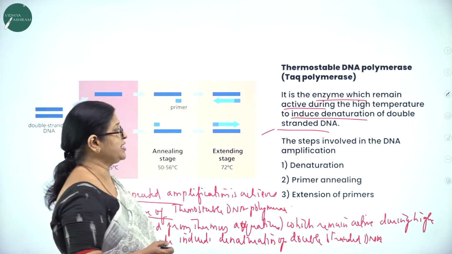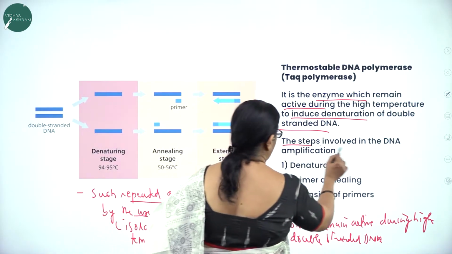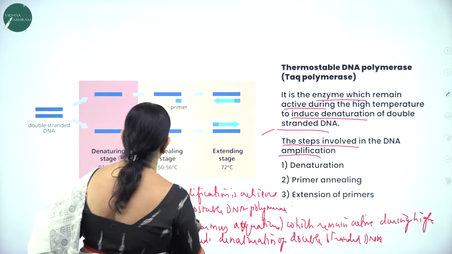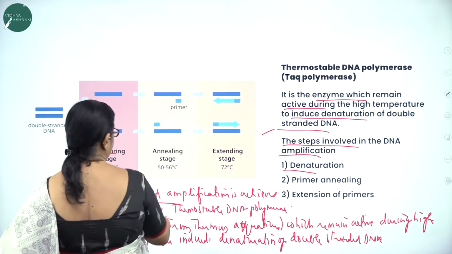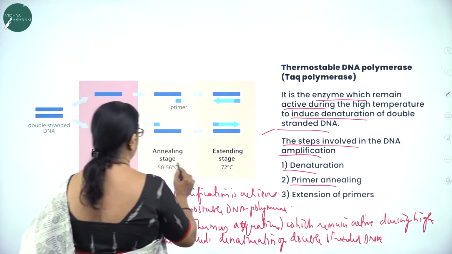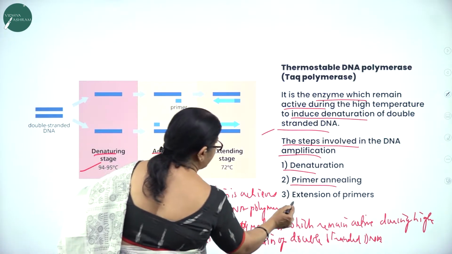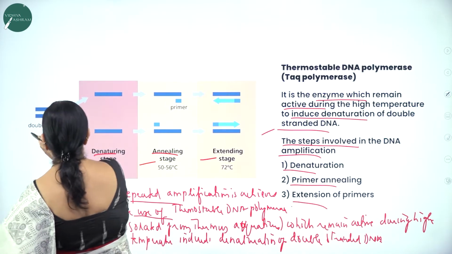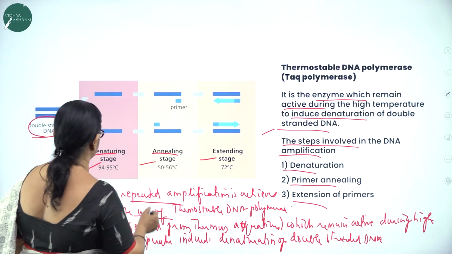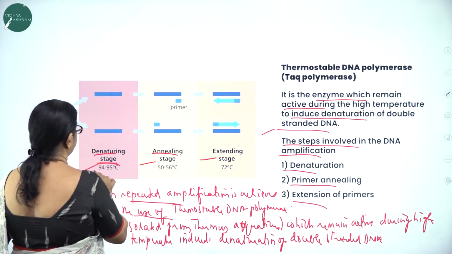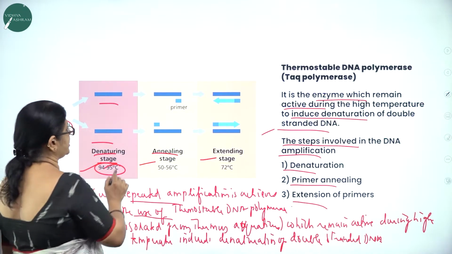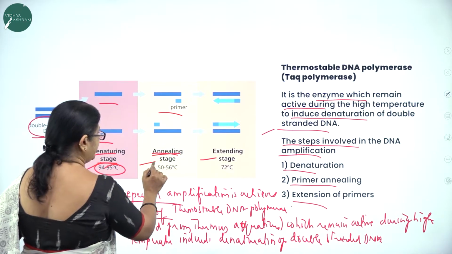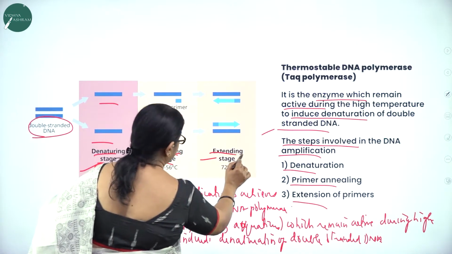So what are the steps involved in DNA amplification? Here you can see in the picture, the first step is denaturation. The second one is primer annealing. Then next, extension of the primer. Here this is the double-stranded DNA. When it is subjected to 94 to 95 degrees centigrade, here you can see the denaturing step, then the primer annealing stage, and then the extension stage.